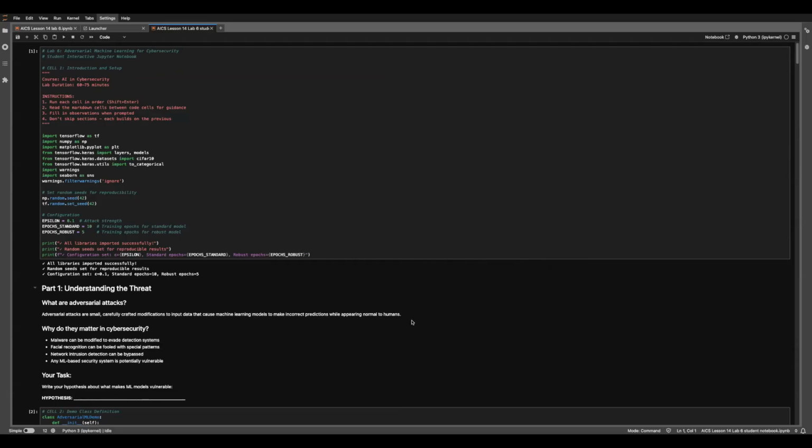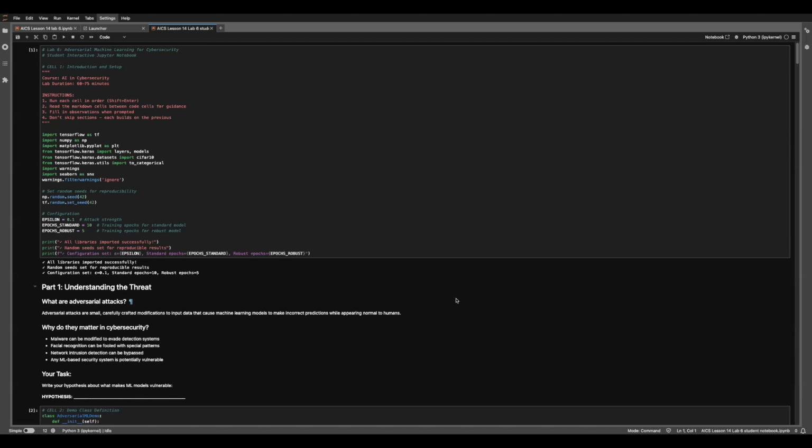So we have our basic, standard preamble where we do the setup, we do our imports, and we have our configuration. These are the hyperparameters for tuning, and you could change these if you like. The epochs are basically how many rounds you're going to run, and you'll see the impact when you change epsilon as we get further down.